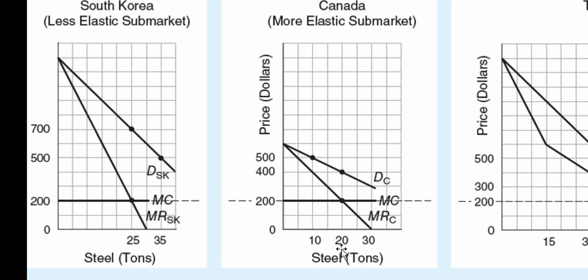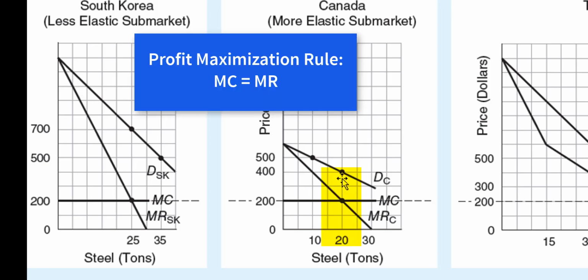And here in Canada, the change will be 10 units. So a much greater percentage change in the quantity for the same percentage change in the price. So as Canada is the more elastic market, we want to charge as low as possible there to maximize profits, and in South Korea we want to charge as much as we can in order to maximize profits.